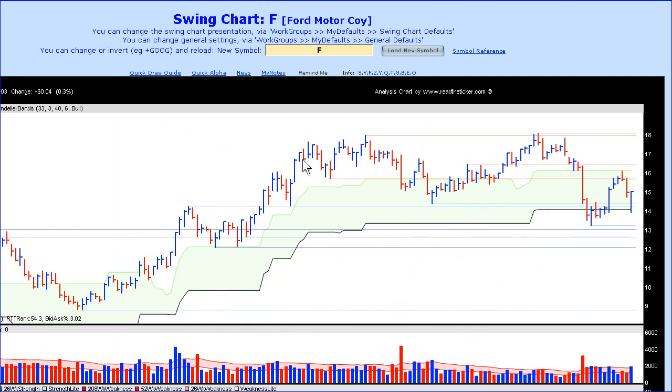Now, for example, here we have an upthrust. Price breaks into new ground and falls down into old ground, but there's not enough evidence that supply is in the market, so this is not a tradable upthrust.